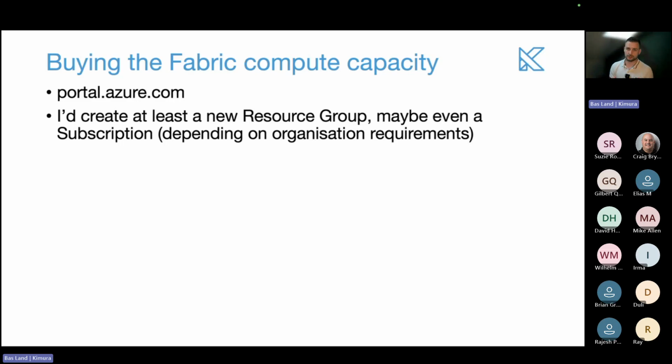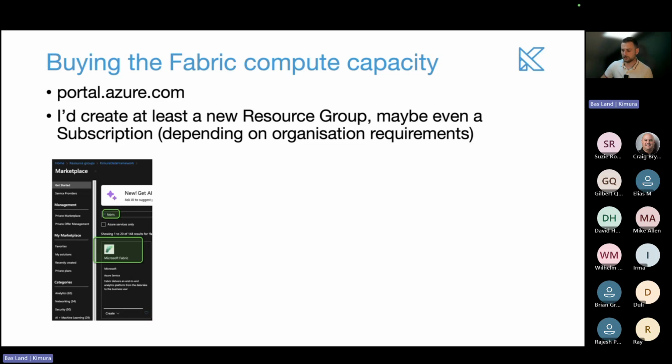Maybe depending on your organizational requirements, you might even create a separate subscription. Now, billing happens on the subscription level. So if you have a certain cost center, for example, that you want the Fabric bill to go to, then create a new subscription, because then you will get a separate invoice for your Fabric usage.